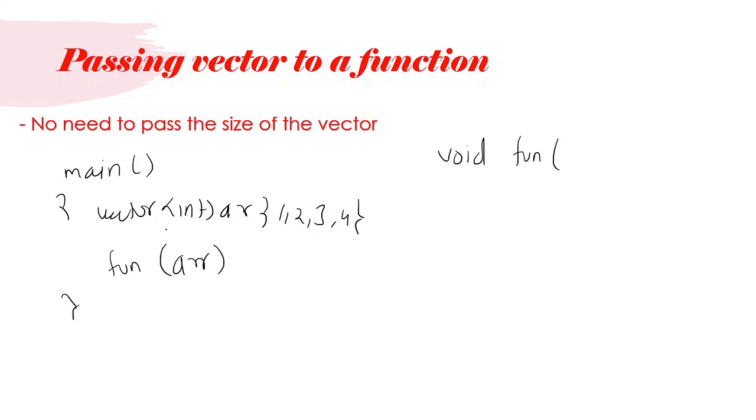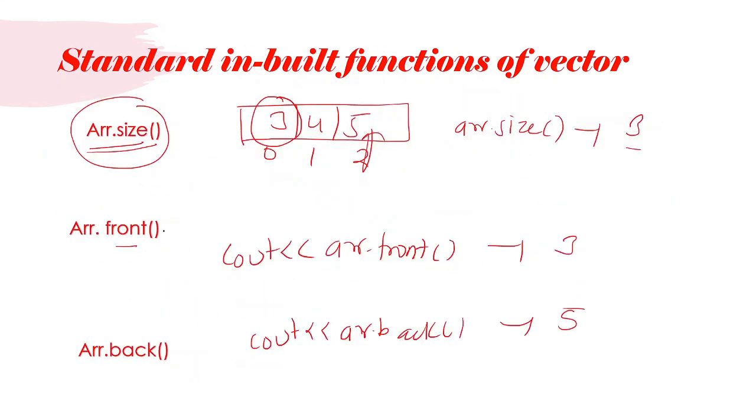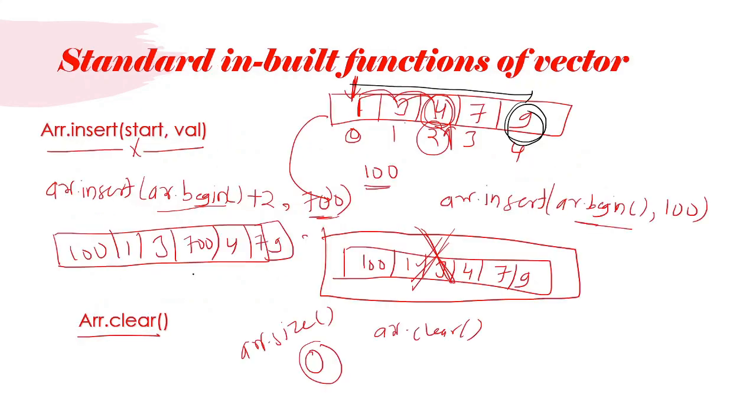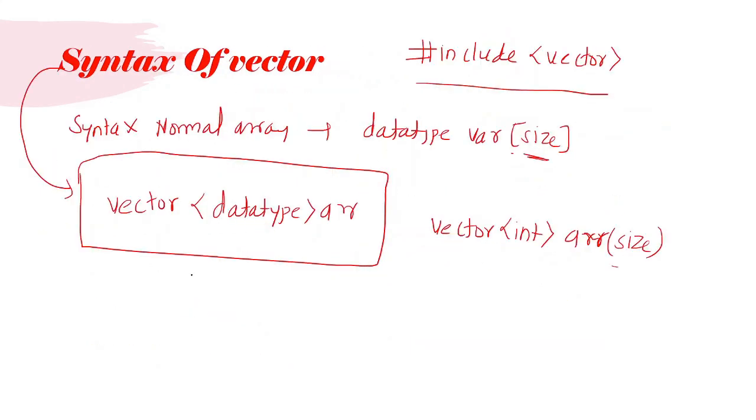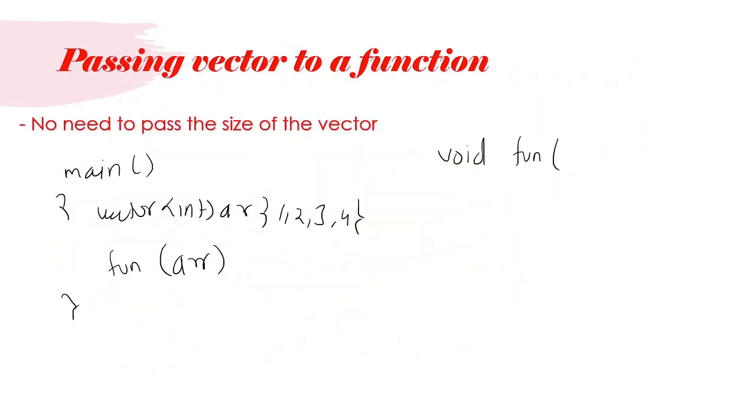Now the big question: do I really need to pass the size of a vector to a function? Just think. No, because we have already seen the inbuilt function to calculate the size. Yes, here we saw the inbuilt function to calculate the size of a vector. So do we need to pass the size every time we pass the vector to a function? No. This is the reason why I am simply passing the name of the vector to the function.